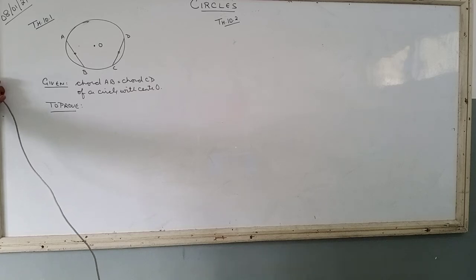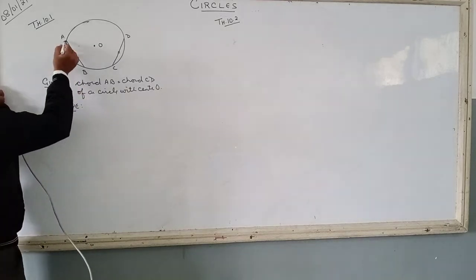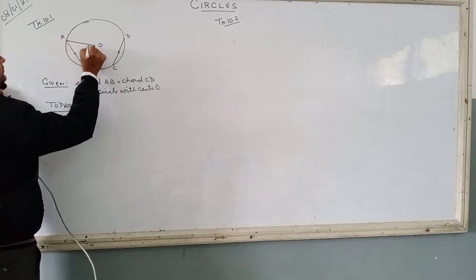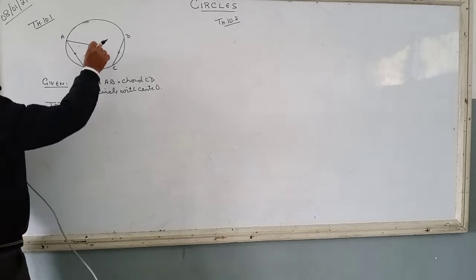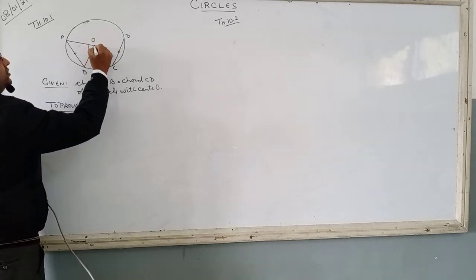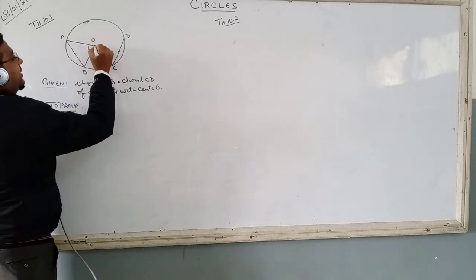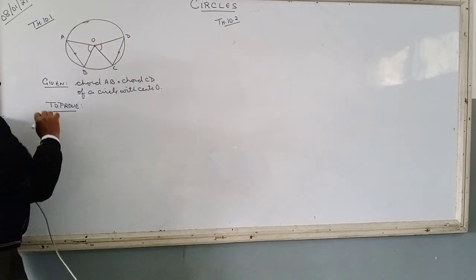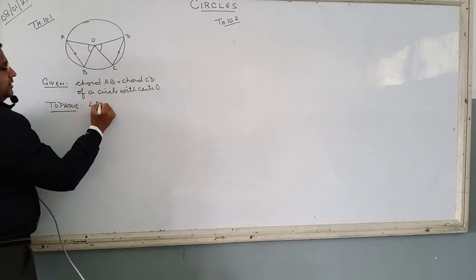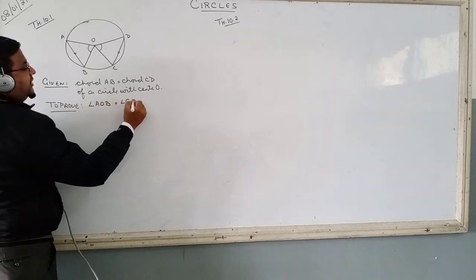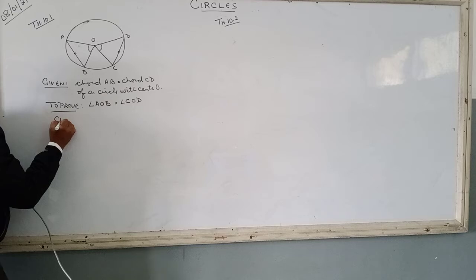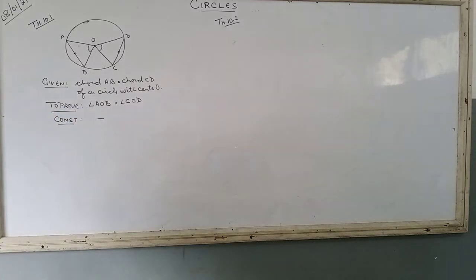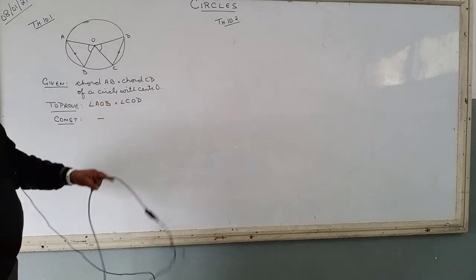Now subtend, where are they subtending? Just observe. These are the two endpoints. If I join them to the center, can we see an angle? AOB. Similarly, with the endpoints of the other chord, C and D, can we see this angle? So we need to prove that angle AOB equals angle COD, for which no construction is required. Alright, this is what we need to prove. Angle AOB equals angle COD.